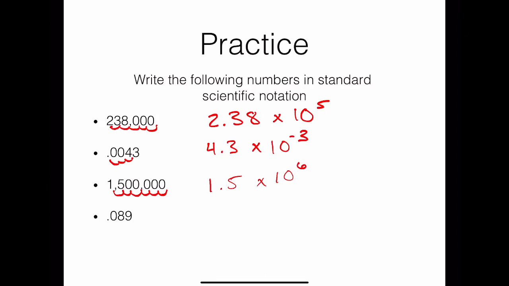And in the last one, our number between 1 and 10 is 8.9. Multiplying that times 10 to a negative power. This time the number is less than 1. Starting at 8.9, we're moving that to the left 2 places. 8.9 times 10 to the negative second.